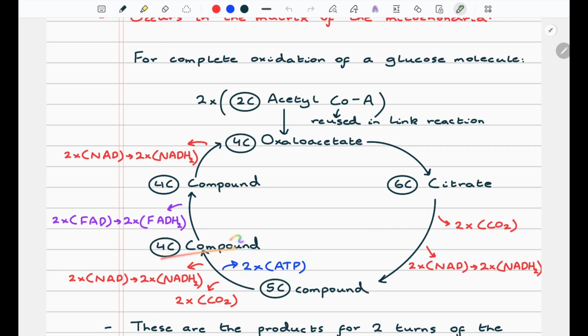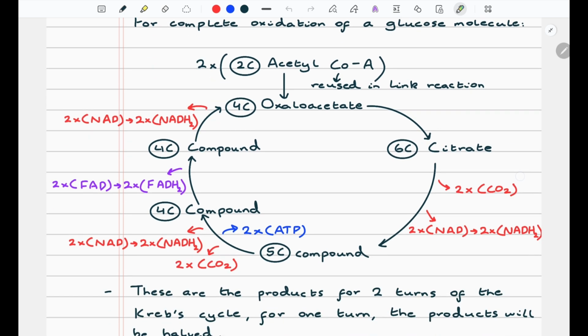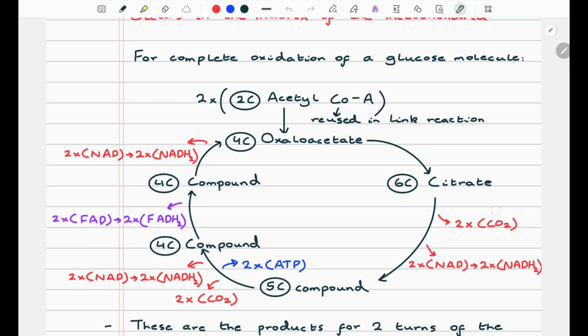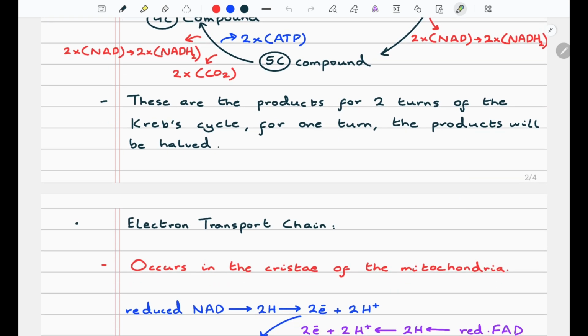The 4C compound then undergoes dehydrogenation in order to form another 4C compound, and this time instead of NADH forming, FADH2 forms. And the 4C compound undergoes dehydrogenation again in order to form oxaloacetate, once again forming reduced NADH2. So this was Krebs cycle, and since two turns of the Krebs cycle are being followed, all of the products will be multiplied by 2 for each acetyl CoA molecule. I've also mentioned this here.